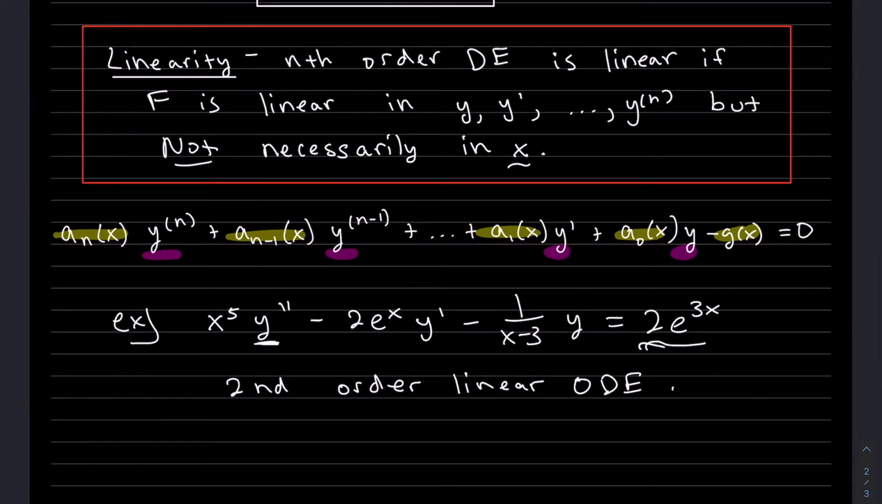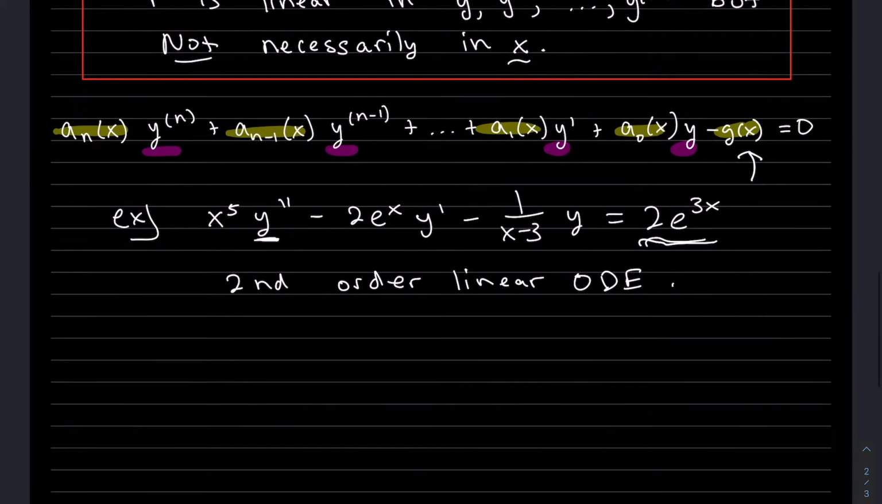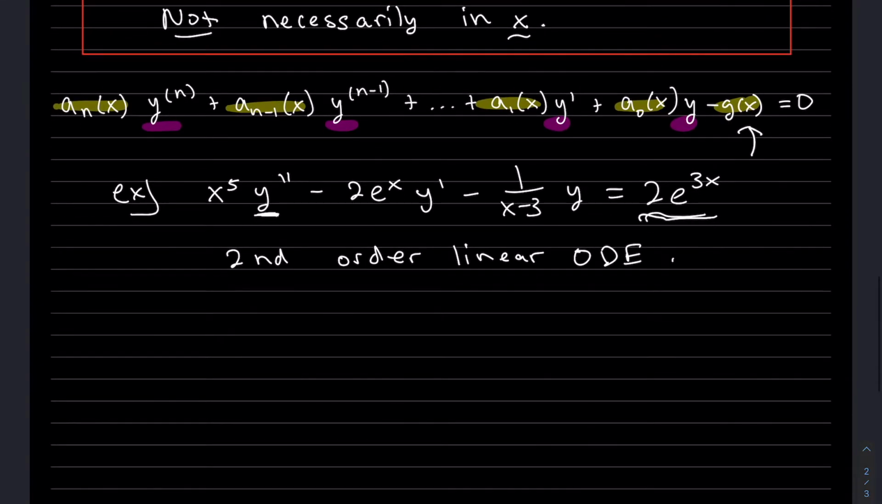Okay, and this is our g of x right here. Sometimes we want 0 on that side, and sometimes it's okay to throw the g of x over there. So we're not very picky about that right now. Let's look at some more examples.